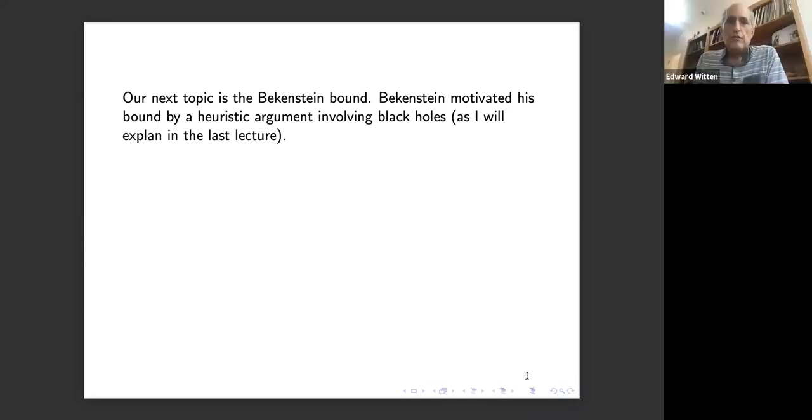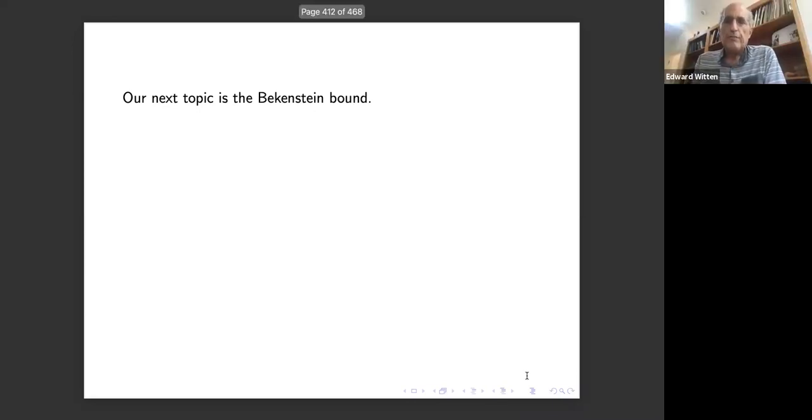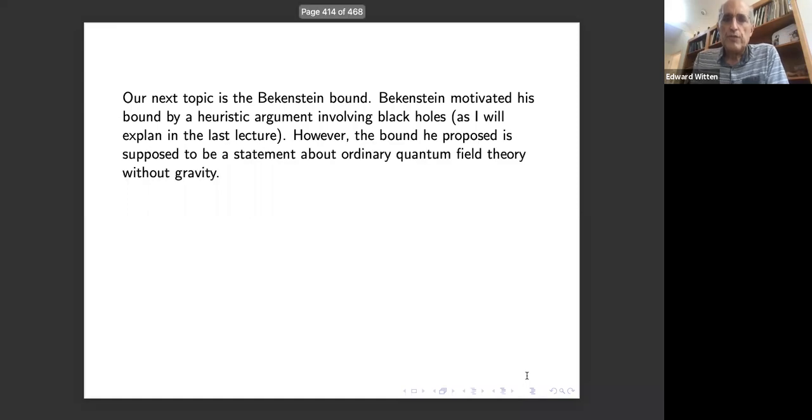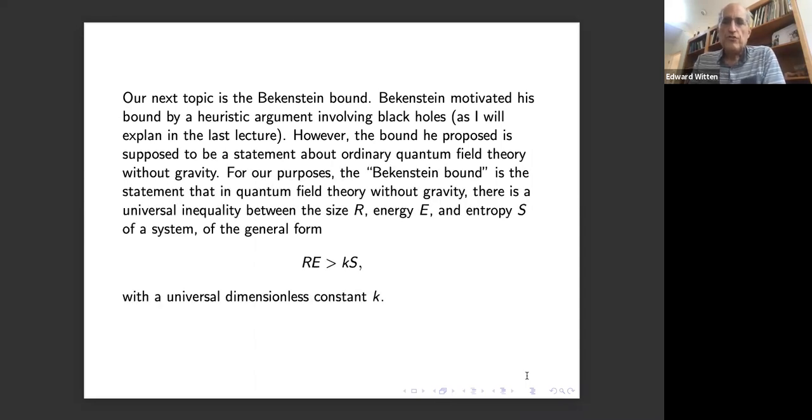So my last topic is the Bekenstein bound. Bekenstein motivated his bound by a heuristic argument involving black holes. I'll mention it Thursday. But the bound he proposed is supposed to be a statement about ordinary quantum field theory without gravity. So I'm going to discuss it just as a statement in quantum field theory. So for us, the Bekenstein bound is the statement that in quantum field theory without gravity, there is a universal inequality between the size R, energy E, and entropy S of a quantum system that takes this general form with the universal dimensionless constant K.